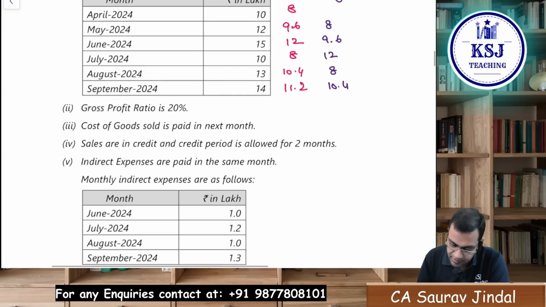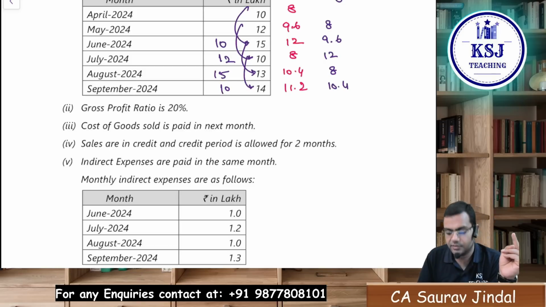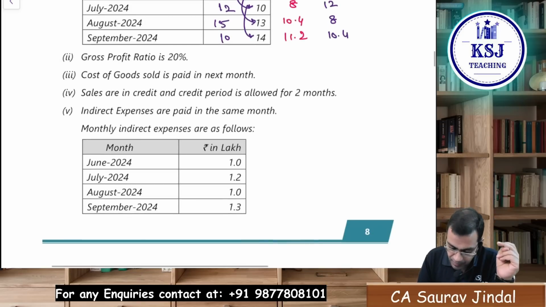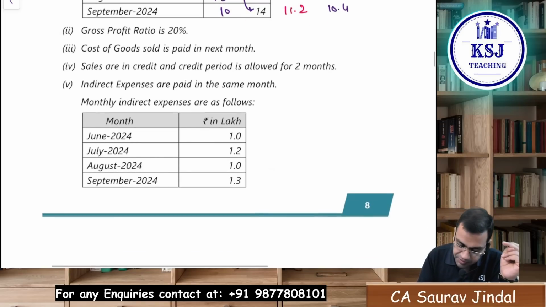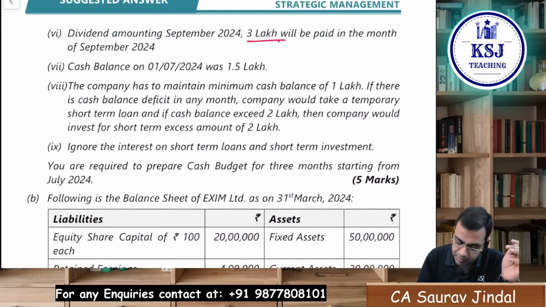Fine. The sales are on credit and the credit period allowed is 2 months. That means this 10 will be paid here. 10 will be paid here, 12 will be paid here, then 15 will be paid here, and 10 will be paid here. Clear? Okay, the indirect expenses are paid in the same month and the monthly indirect expenses are given to you from June, July, August and September. Fine. The dividend amounting to 3 lakh will be paid in the month of September.